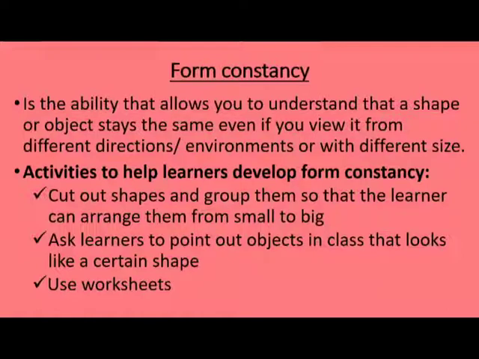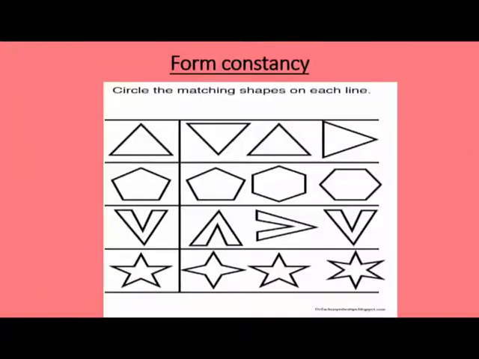You can also ask them to point out objects in the class that look like a certain shape. Maybe a square, a poster on the wall, or a window, or whatever. So then you know your child has done practical activities to help them with form constancy. There we have a worksheet. Here the learner simply needs to circle the one on the right that matches the one on the left. The same shape.